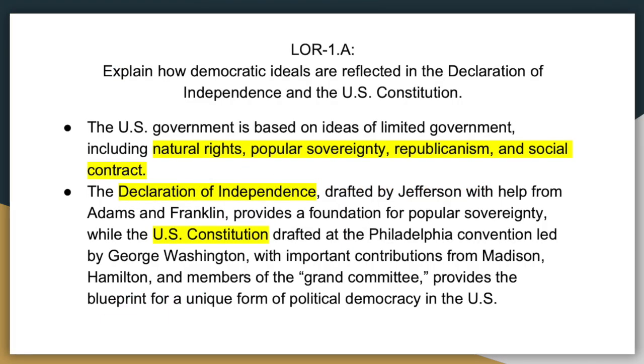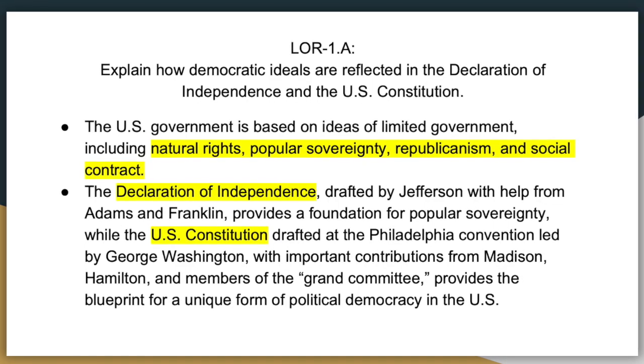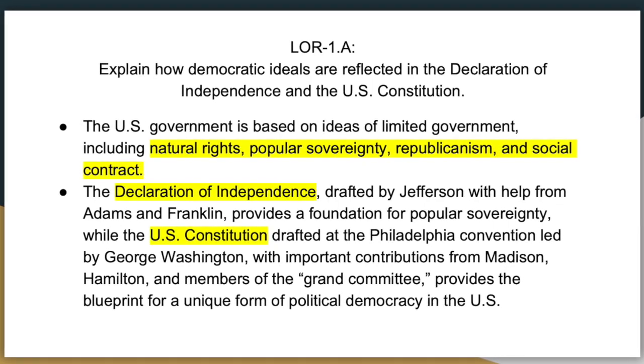In today's class, we're going to talk about the models of American democracy. And our first class objective is going to be explain how democratic ideals are reflected in both the Declaration of Independence and the United States Constitution.